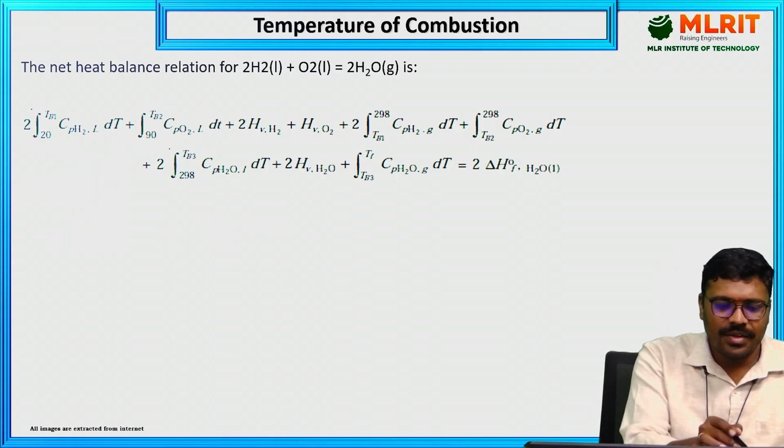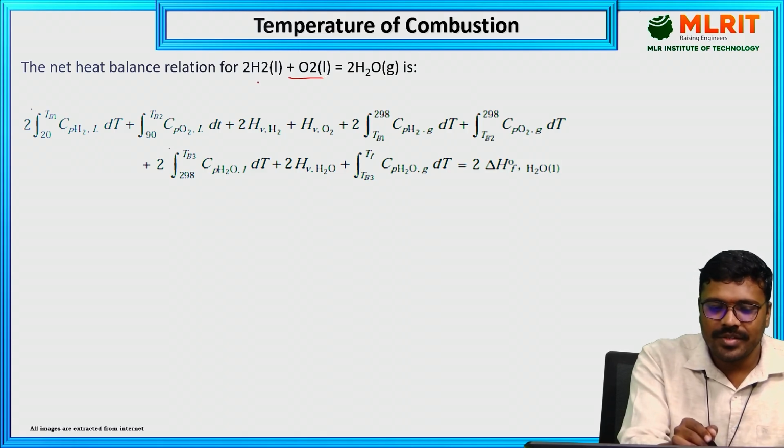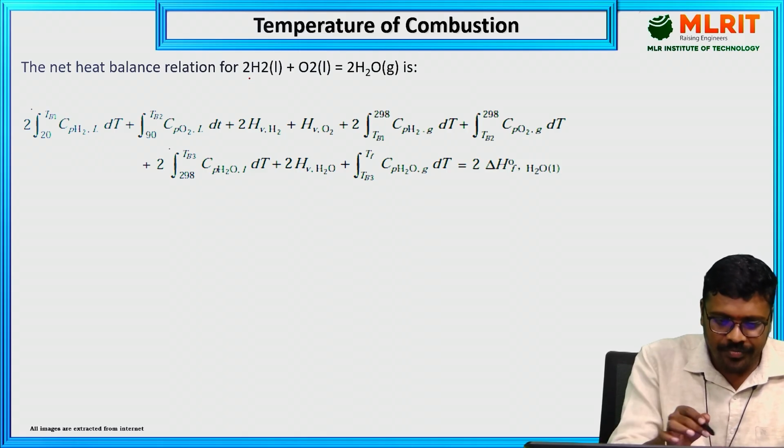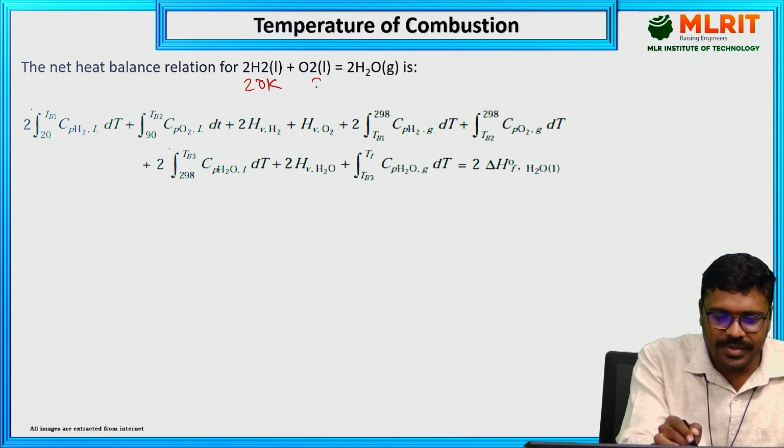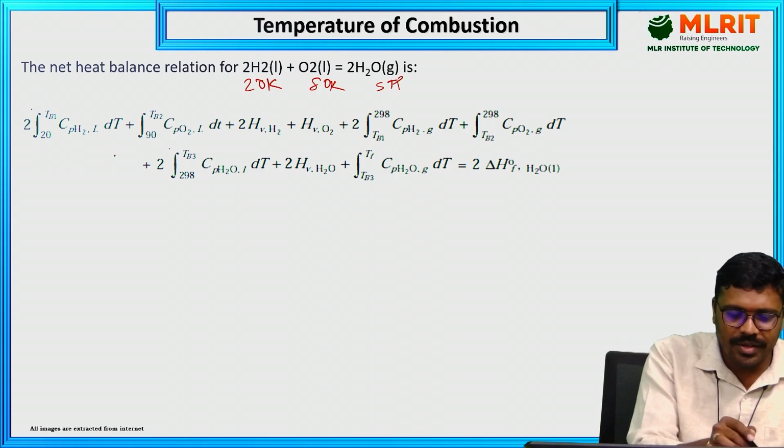The same way, I have to bring down oxygen from 80 Kelvin. This is at 20 Kelvin, right? This is at 20 Kelvin. This is 80 Kelvin, and this is at normal STP condition. We have to increase the temperature. So from 20, I have to bring it up.